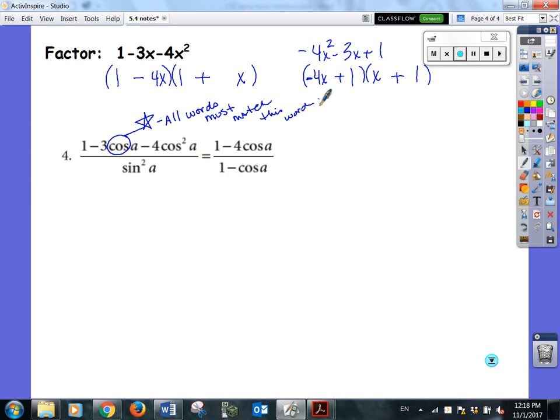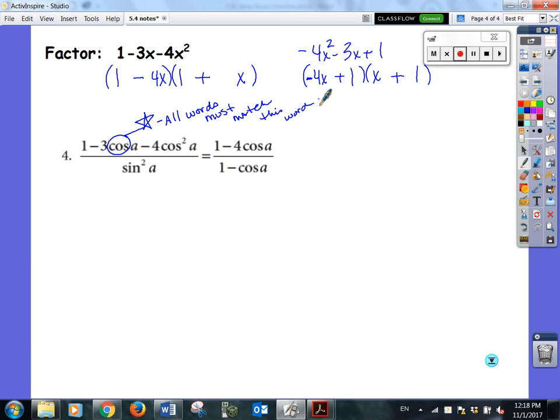Sometimes they are, sometimes they aren't. If they aren't, for instance, if this said sine squared, do we have an identity that allows us to change sine squared to cosine squared? Yes, our Pythagorean identity. So if the word doesn't match, we use our Pythagorean ID to replace, substitute, plug in, combine like terms, and solve the problem from there.